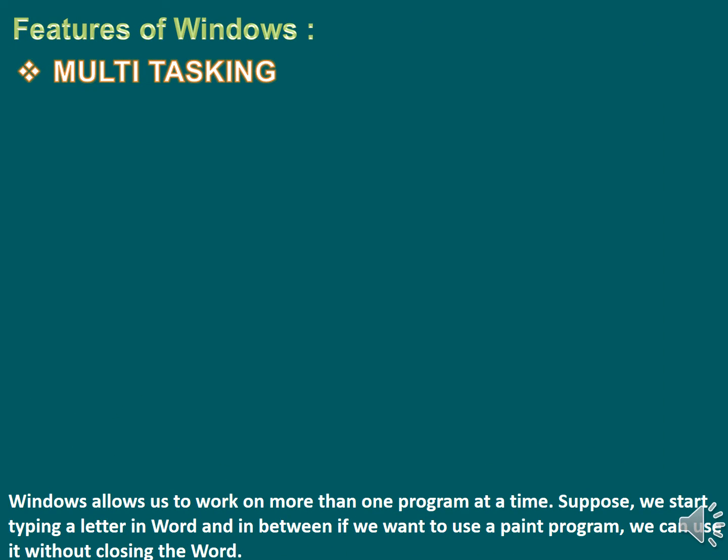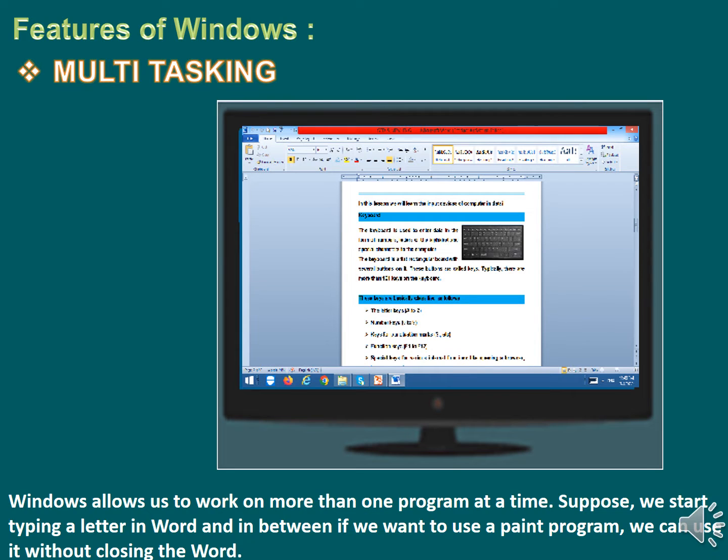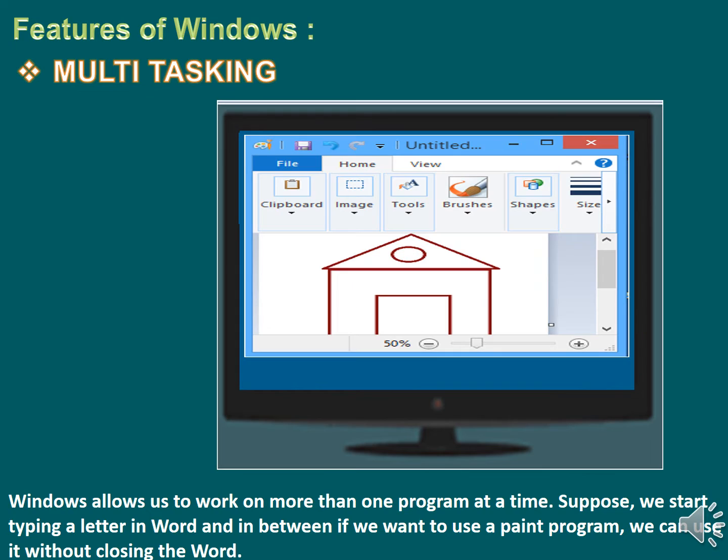Windows allows us to work on more than one program at a time. Suppose we start typing a letter in Word, and in between, if we want to use a Paint program, we can use it without closing the Word.